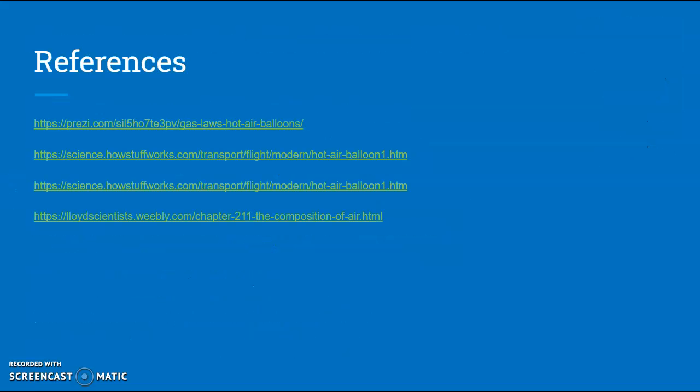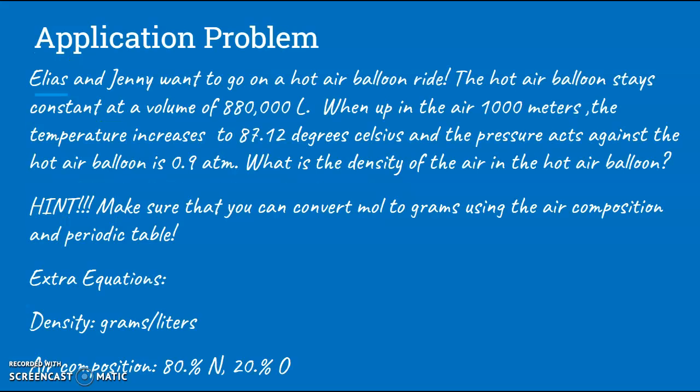References before the application problem, which is your absolute favorite. Elias and Jenny want to go on a hot air balloon ride. The hot air balloon stays constant at a volume of 880,000 liters. When up in the air 1,000 meters, which doesn't matter, the temperature increases to 87.12 degrees Celsius, and the pressure acts against the hot air balloon. The pressure that acts against the hot air balloon is 0.9 atmospheres. What is the density of the air in the hot air balloon?